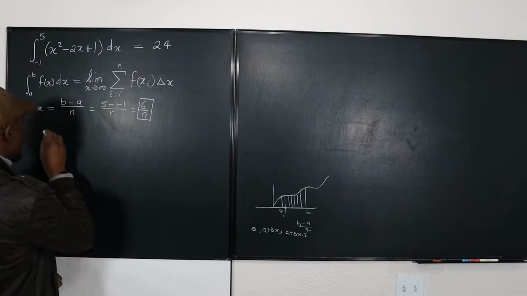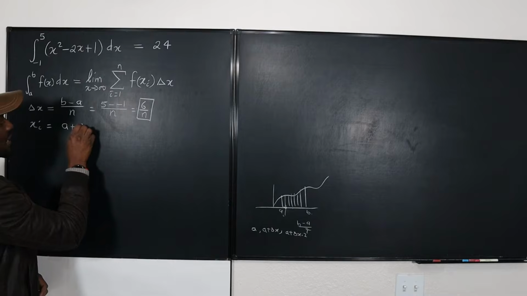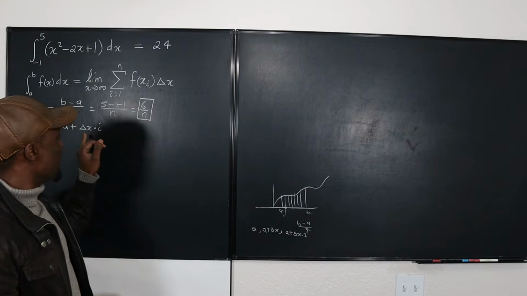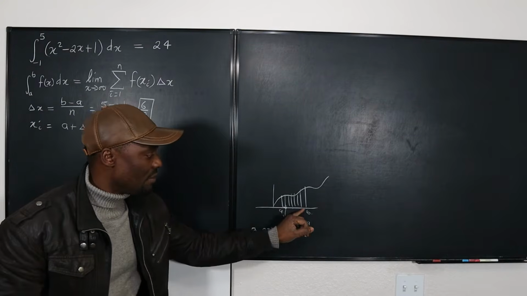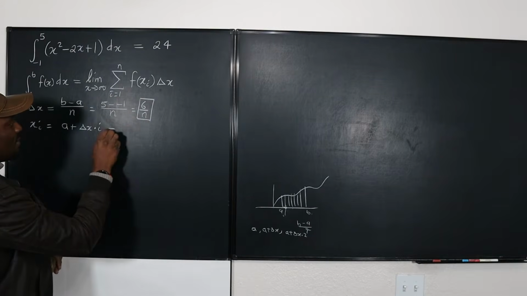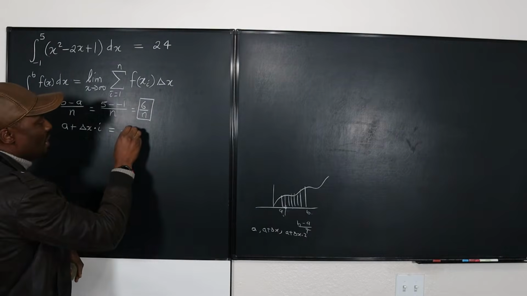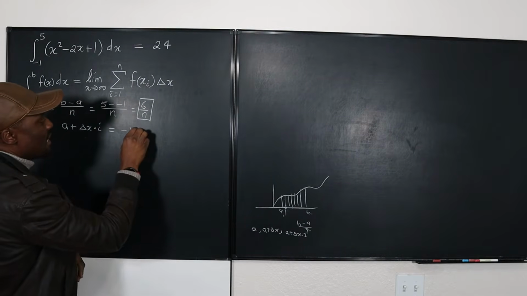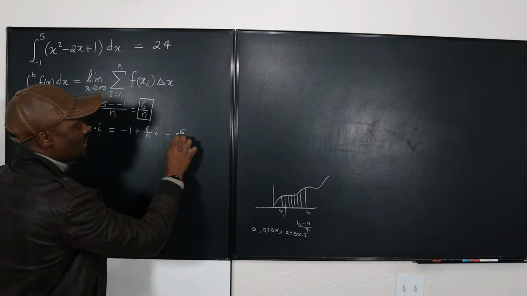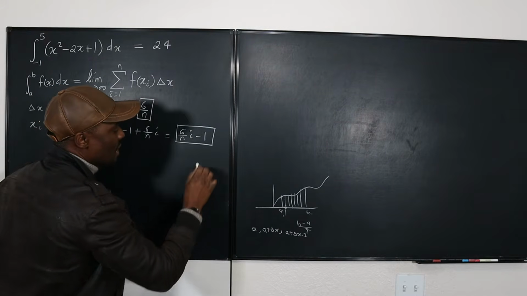So let's find our x sub i. Well, x sub i is always a plus delta x multiplied by i. How many delta x's do you need depending on the number of rectangles, which is the i? Let's transform this, because we already know what delta x is and we know what a is for this problem. a is going to be -1, and delta x is 6 over n, multiplied by i, which we can write neatly as 6i over n minus 1. So this is another thing we want to keep in our minds.